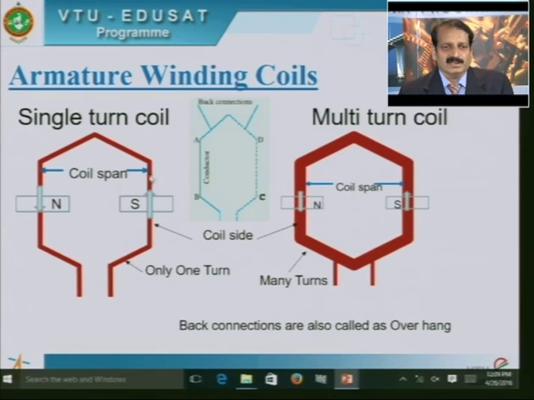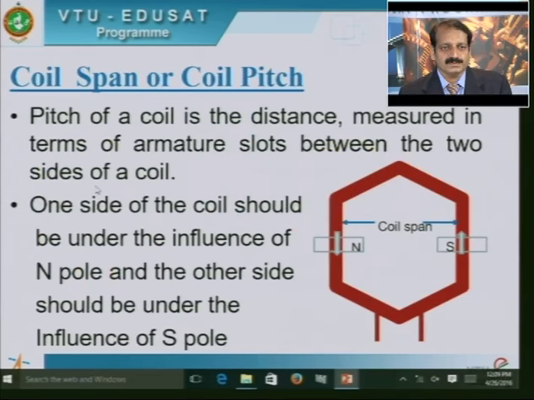For both of these coils there is a coil span. Coil span is the distance between two conductors of the coil measured in terms of armature slots. Coil span or coil pitch is the distance measured in terms of armature slots between the two sides of a coil. Suppose these are the two sides of the coil and this is the coil span. The two coil sides are expected to be under the influence of two different poles. So if one side of the coil is under the influence of the north pole, the other side should be under the influence of the south pole.